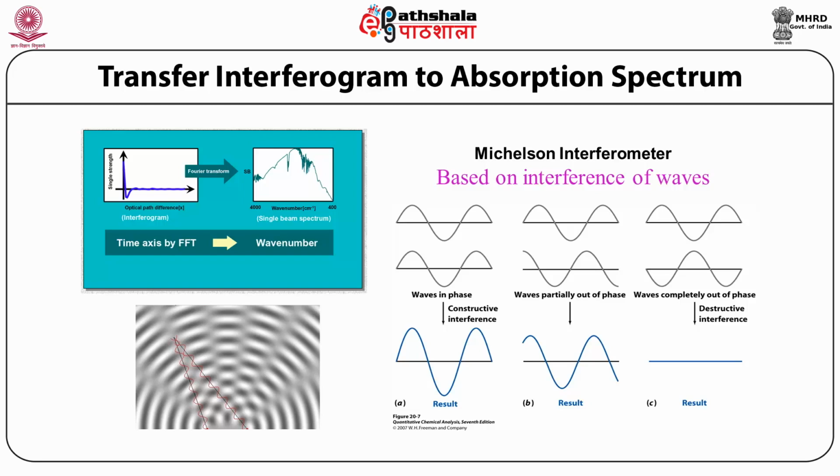You can see here the time axis converted by fast Fourier transformation into the wave number, and it is done by the Michelson interferometer, which is based on the interference of waves. Like you can see here, if the waves are in the same phase, it results in a deep wave. It is the constructive interference.